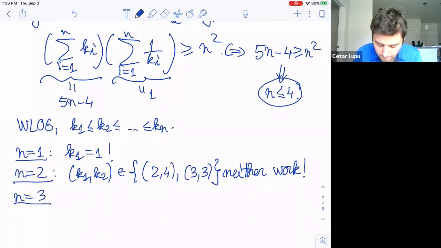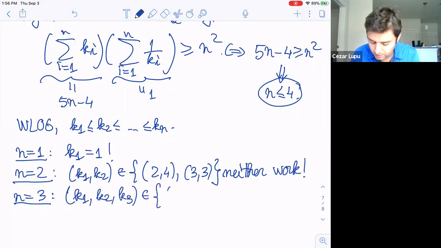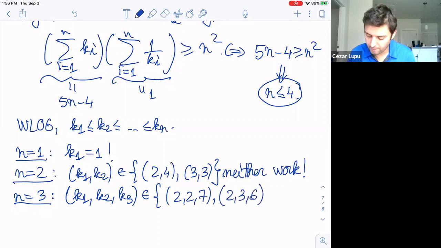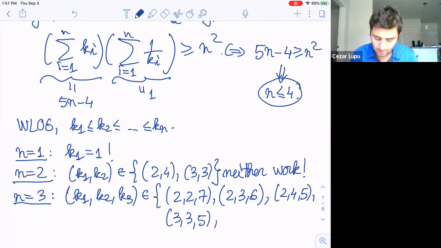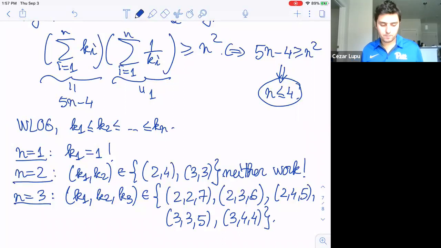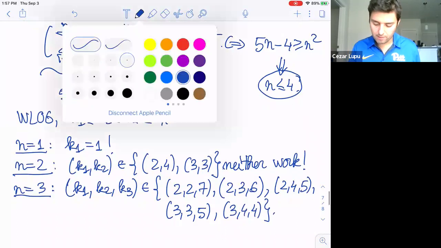Then for n equals 3, we have a bunch of triplets k1, k2, k3. We'll have 2, 2, 7. What else do we have? 2, 3, 6. 2, 4, 5. 3, 3, 5. And 3, 4, 4. Anyway, I don't think I missed any case. And the only thing that works here is this one.